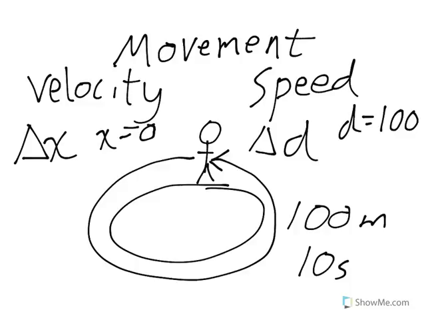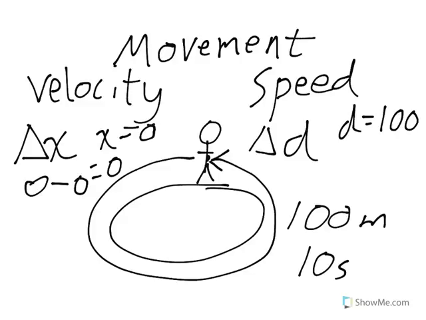But to measure a change, you need two things to compare. So what you actually compare is his starting displacement versus his final displacement. He also started at x equals 0. So to compute delta x, we take his final displacement, which is 0, minus his initial displacement, which is 0. That just equals 0, so his change in displacement is 0. Now let's compare this to the change in distance.